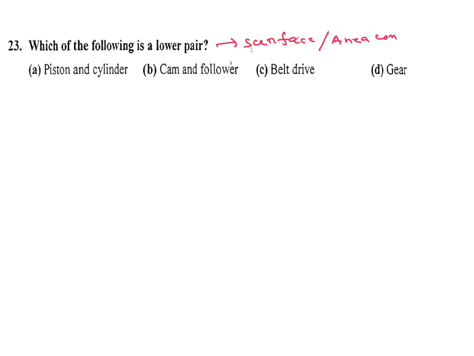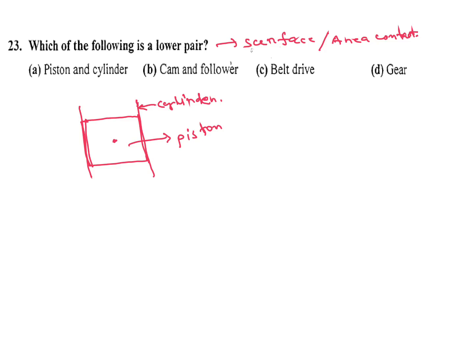In higher pair, there is point contact or line contact. In piston cylinder, this is the piston, it reciprocates inside the cylinder. This is the cylinder, the piston reciprocates. So here surface contact is there.